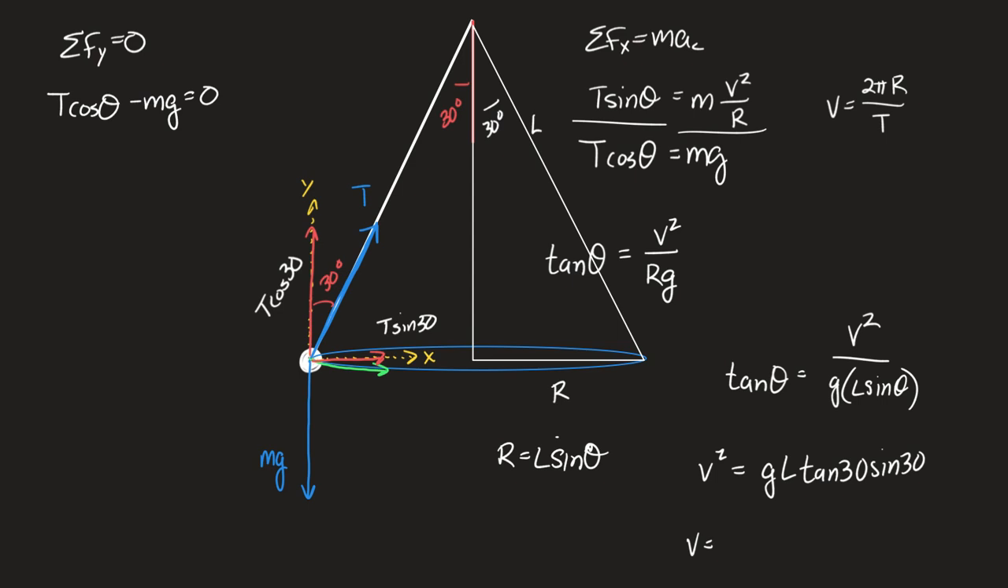How did you know to divide t sine theta by t cosine theta? I'm trying to eliminate t. I didn't have to do it that way, but I'm trying to find a way to get rid of the t because I don't know what t is. So what I'm really doing is, all right, t equals mg divided by cosine theta, and I'm substituting that in for t here. I'm just doing it a different way. Is that okay?